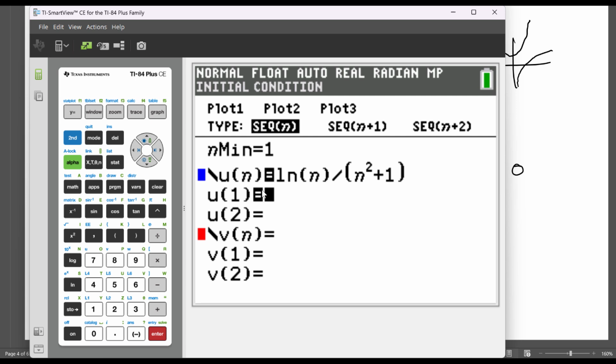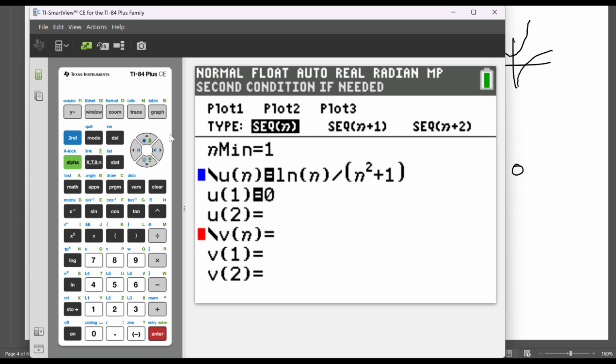Now, actually, I can leave this value blank and the TI will still handle it okay. I'm going to put it in anyway. When n is 1, I get ln of 1 in the numerator, and that's 0. So I get 0 divided by 2, which is 0. So that's my first term. The calculator will usually fill that out for me.